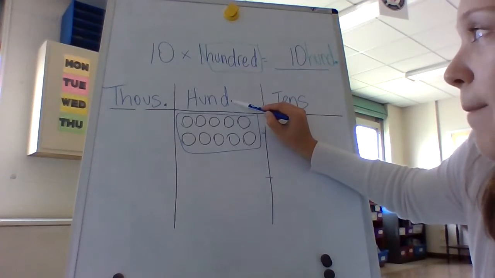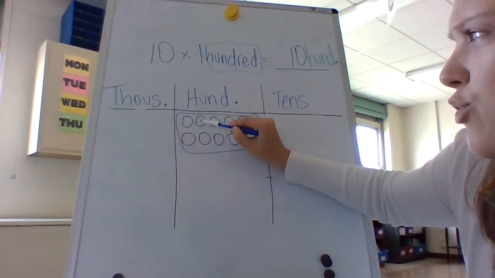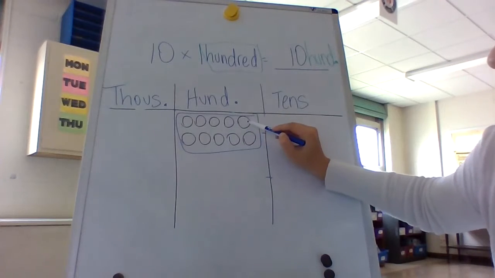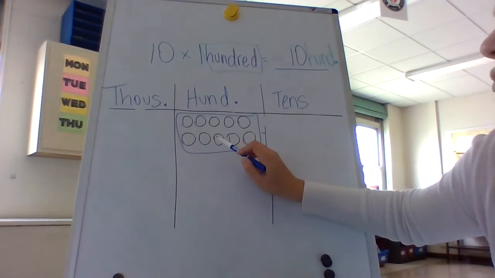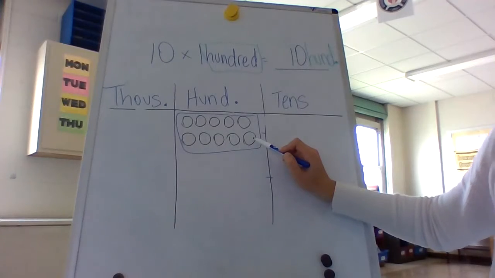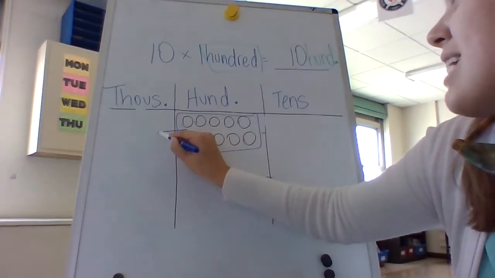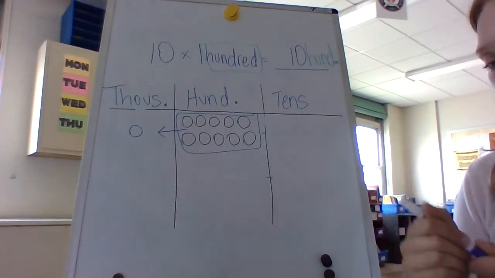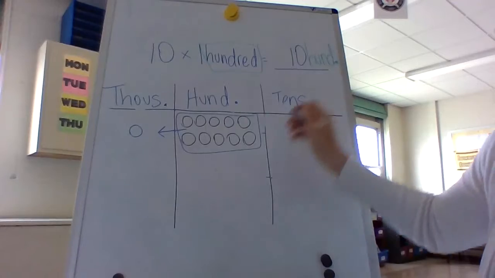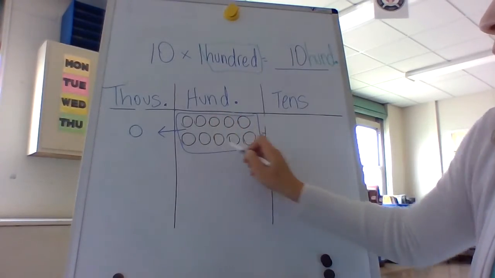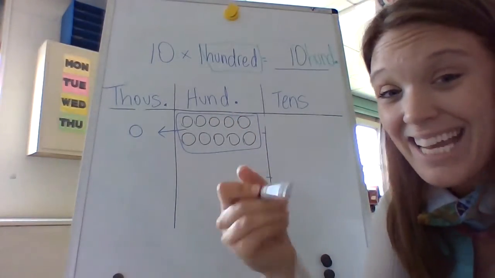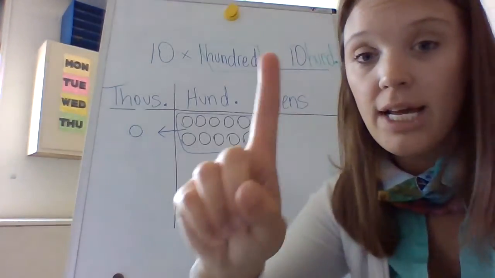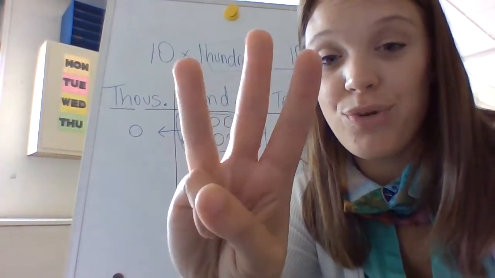So if we were to skip count by hundreds, this would be 100, 200, 300, 400, 500, 600, 700, 800, 900, 1,000. So 10 hundreds is the same thing as 1,000. So there's 10 hundreds. When you count by your hundreds and get to 10, let's try that again with my fingers. 100, 200, 300, 400, 500, 600, 700, 800, 900, 1,000.